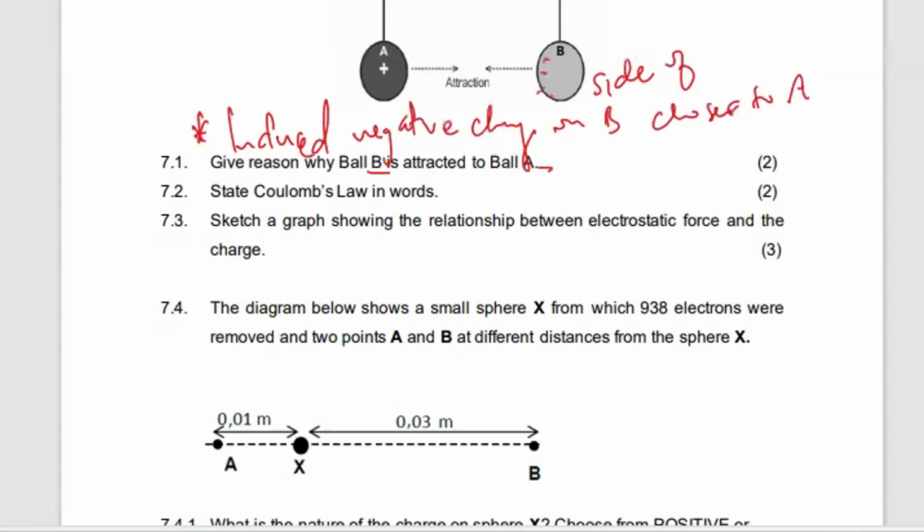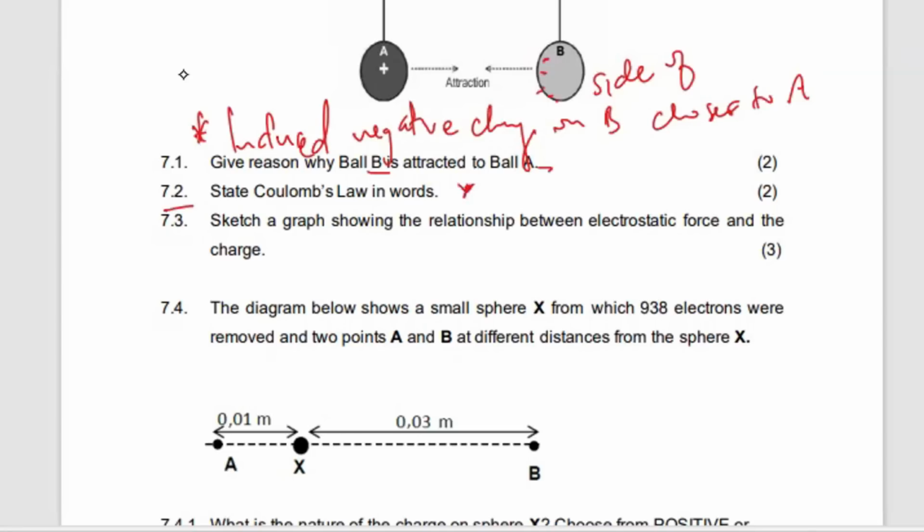Then 7.2, they want us to state Coulomb's law in words. So we know that Coulomb's law simply states that the electrostatic force between point charges is directly proportional to the product of the magnitude of the charges, but inversely proportional to the square of the distance between them.